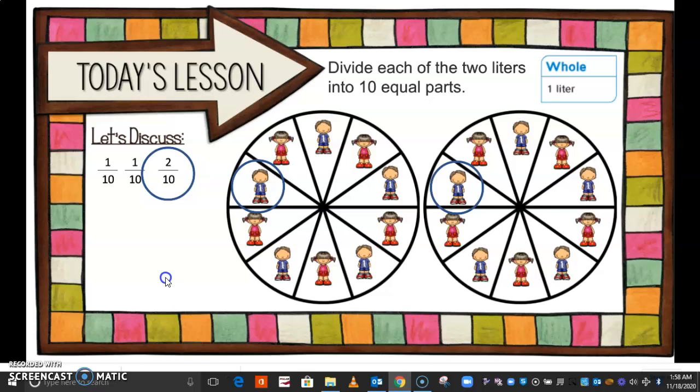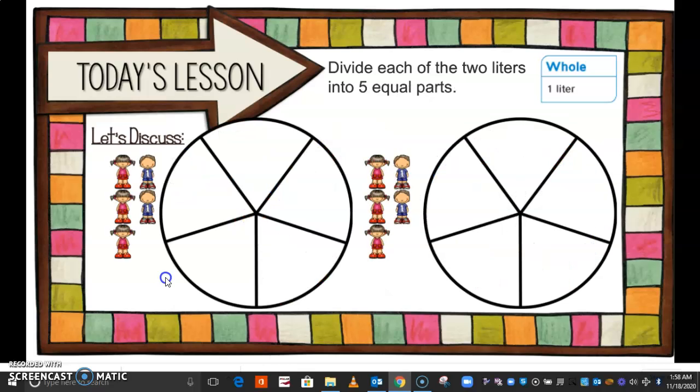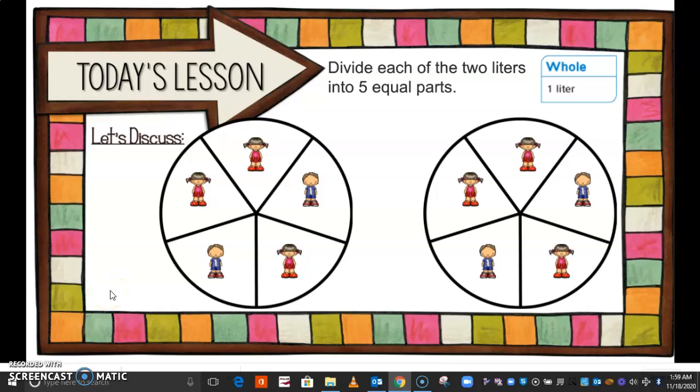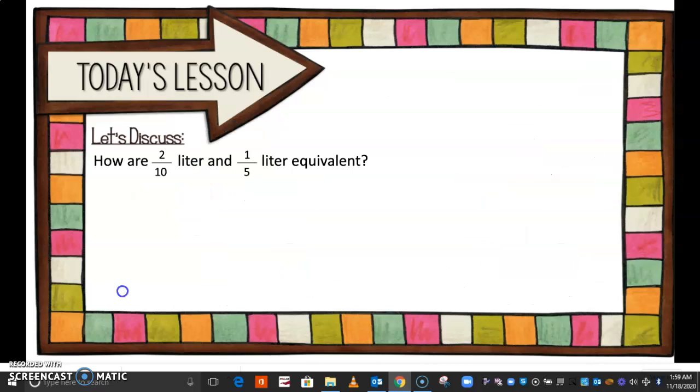Okay, another way you may have done it is divide them equally into 5 parts. Now, why 5 parts? Well, because 1, 2, 3, 4, 5, and 5 would equal 10 parts, right? Okay, so same thing. We've got our little preschoolers here. We're going to divide them equally. So there's the first liter and the second liter, right? And we want to know how much did they get? Well, if we look at this little girl, she got 1/5 of this first liter.